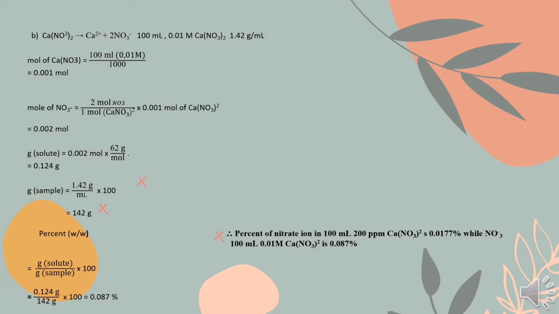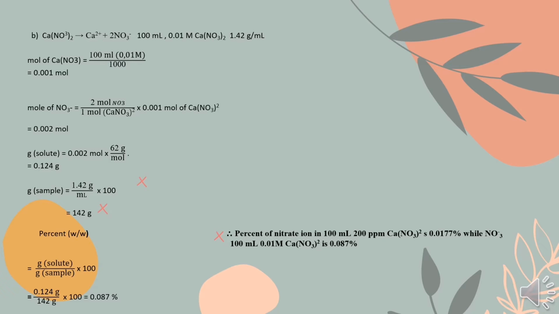After we get each mole, we can calculate weight of solute and weight of sample. For the solute, which is nitrate ion, we calculate 0.002 mole multiplied by 62 gram per mole, and we get the answer 0.124 gram. After that, we calculate weight of sample, which is 1.42 gram per ml multiplied by 100, and we get the answer 142 gram.